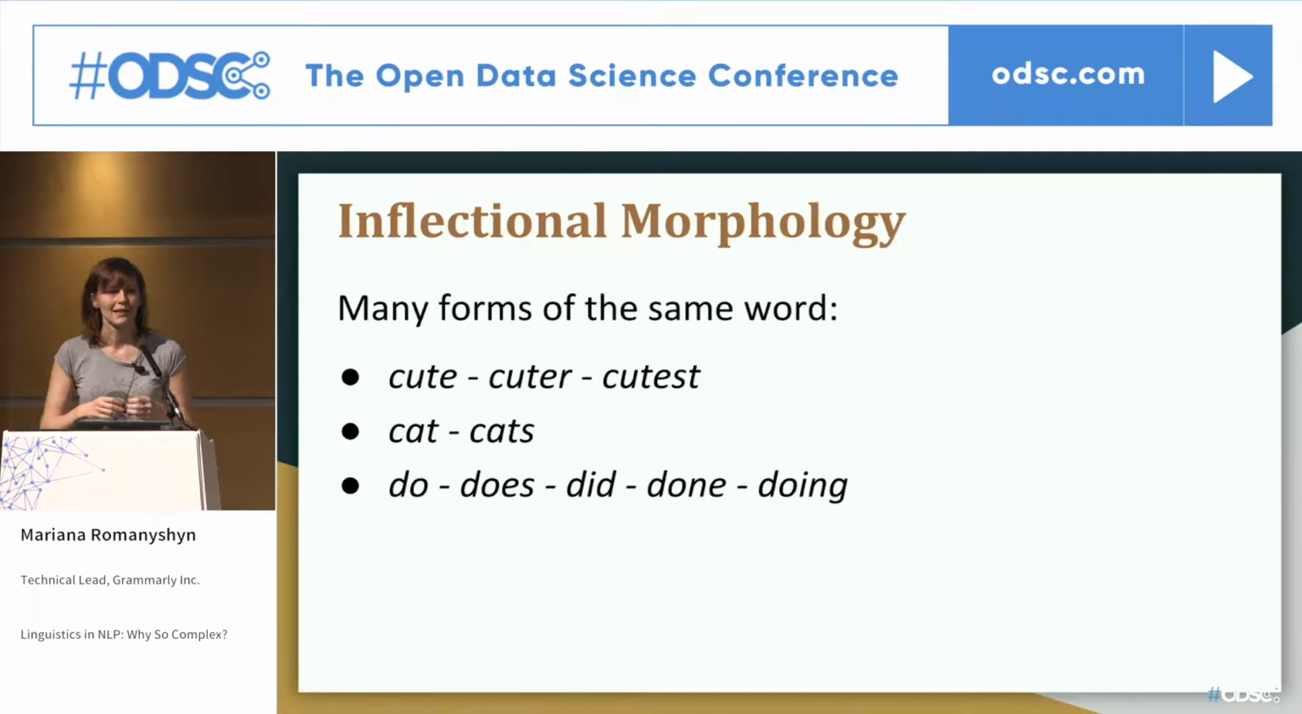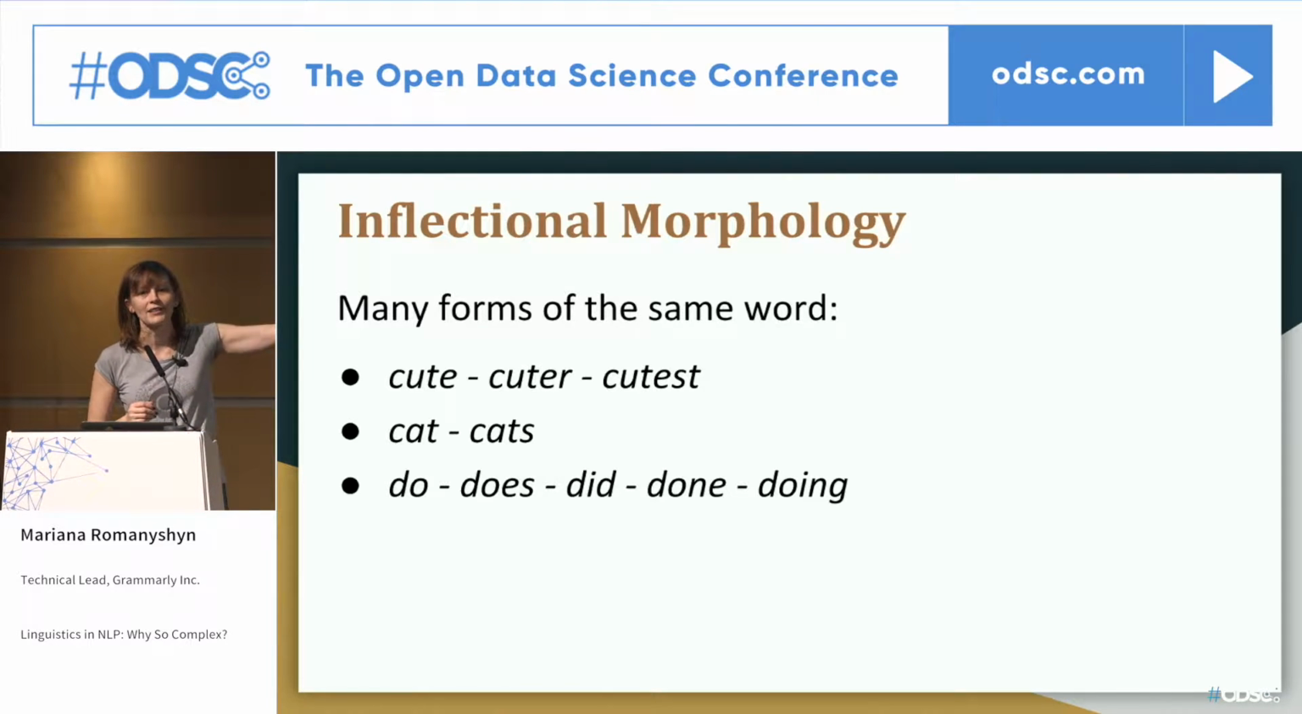And Wiktionary has more than 30 languages, and it has information on inflectional morphology of every word in every language that it encounters, because people edit it. And you can actually scrape Wiktionary and you have a dictionary with all of the word forms for every word that you need in your language.